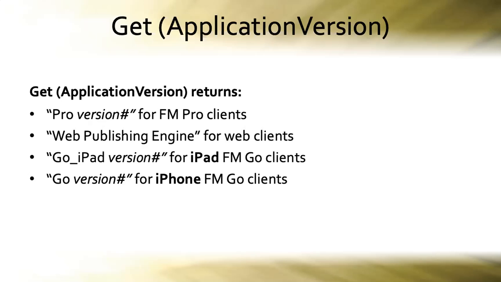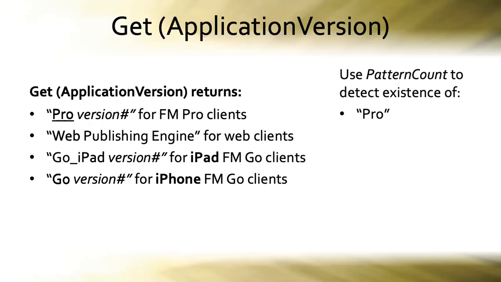So what we'll do is we'll write a formula that uses the pattern count function to detect the existence of the string pro or web or iPad or go. And if pattern count says, oh, I found the word pro within what the get application version function returned, then you know they're using FileMaker Pro and they must be on a desktop device. Likewise for web, iPad, and go.